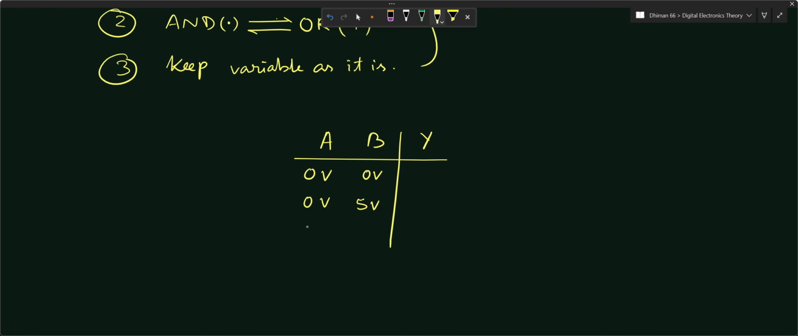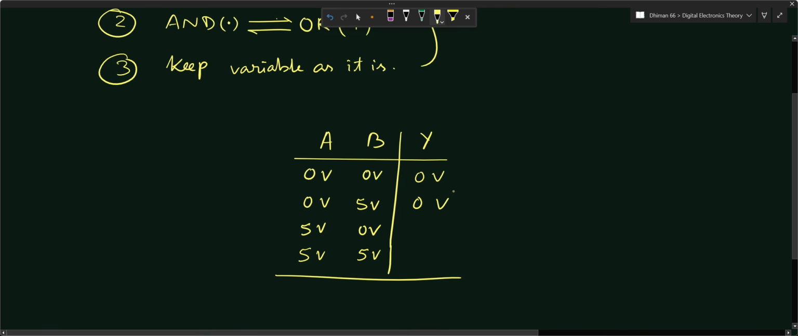Next we have 5 volt, 0 volt, with 0 volt in the B input. Next we have 5 volt and 5 volt. Both the inputs are 5 volt. Suppose these are the given 4 input combinations, and let us assume the output Y is 0 volt for the input 0 0. Let us consider the AND operation. Then what will happen with 0 volt and 5 volt? 0 volt, because it is an AND operation.